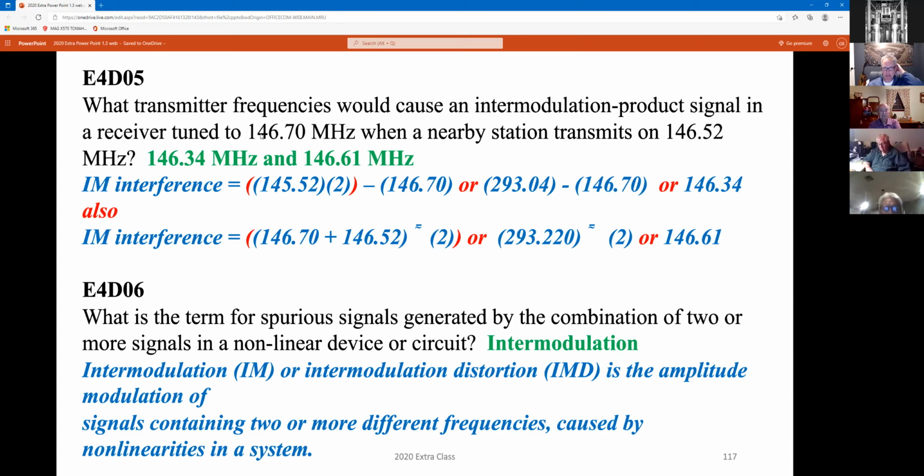Question 5, what transmitter frequencies would cause an intermodulation product signal in a receiver tuned to 146.7 megahertz when a nearby station transmits on 146.52 megahertz? And there's a typo in the explanation down here. The answer is correct, but there's a typo in the explanation.